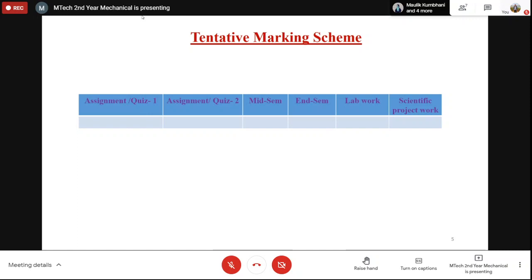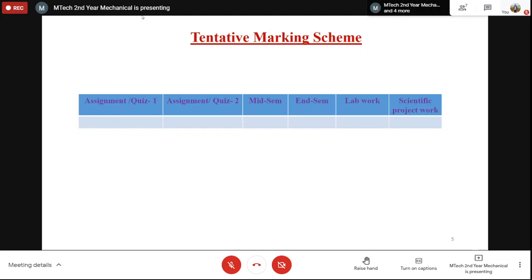So broadly, it will have 6 components. We'll have assignment or quiz number one, assignment or quiz number two, so two assignments or quizzes will be there. Then we'll have one mid sem, one end sem. Then some of the marks will be for the laboratory work. You have to go to the lab, and we'll show you what facilities we have in our lab, what high-end research we are doing in our lab, and then you can try to work in the lab.